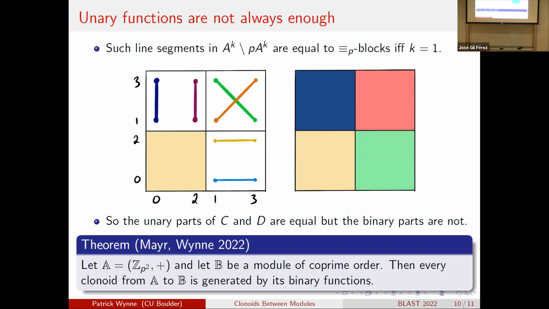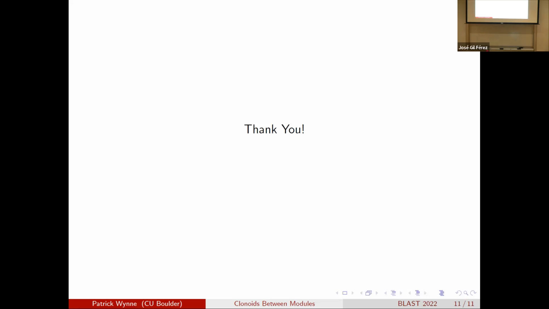So what would be nice to answer is, for say abelian groups A and B of coprime order, is it true that there are just finitely many clonoids from A into B? Right now this interpolation argument for Z_{p^2} doesn't generalize very nicely to even, say, Z_{p^3}. So there's still some work to do there, but that would ultimately be a nice question that I'd like to answer. And better yet, I'd like to get a handle on these clonoids, some classification of these clonoids. So that's all I have for today. Thank you.